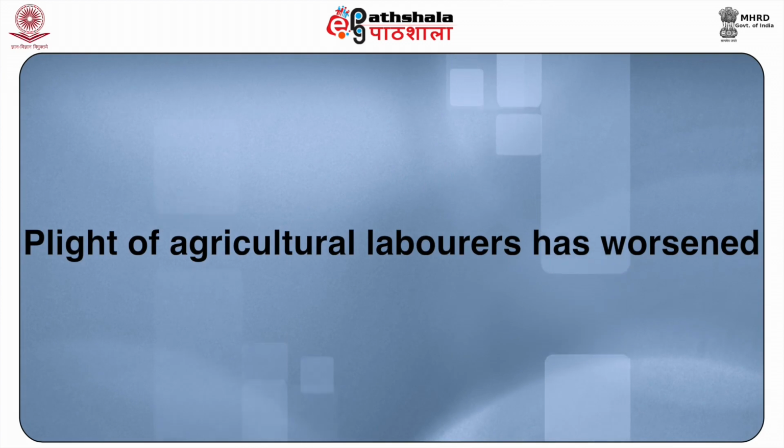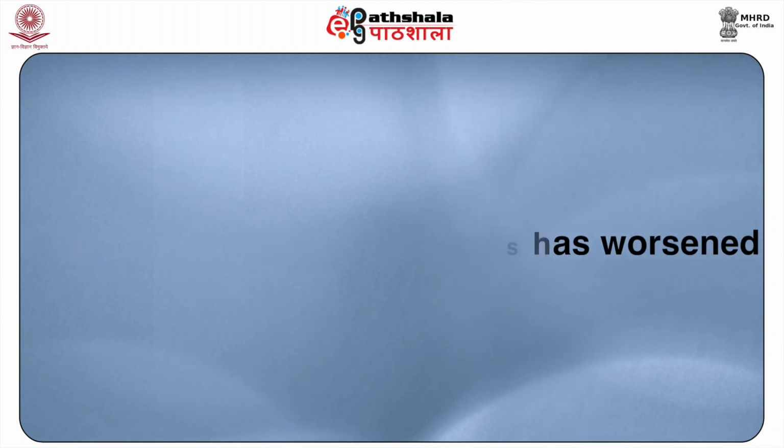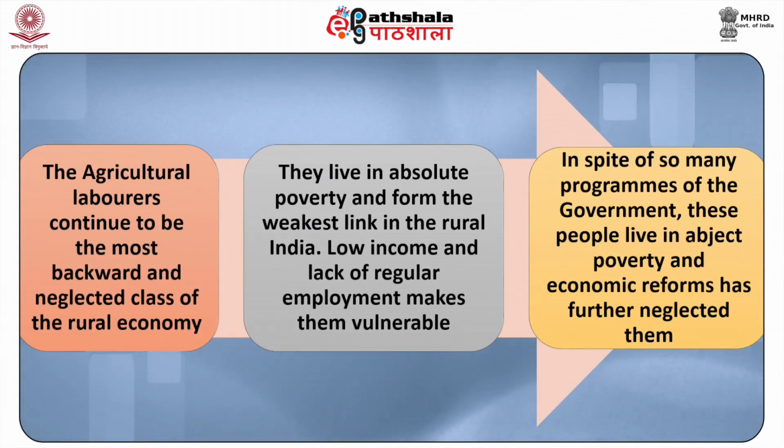Fourth, the plight of agricultural laborers has worsened. The agricultural laborers continue to be the most backward and neglected class of the rural economy. Their number is too large and it keeps on growing. They live in absolute poverty and form the weakest link in rural India. Low income and lack of regular employment make them more vulnerable. In spite of so many programs of the government, these people live in abject poverty and economic reforms have further neglected them.